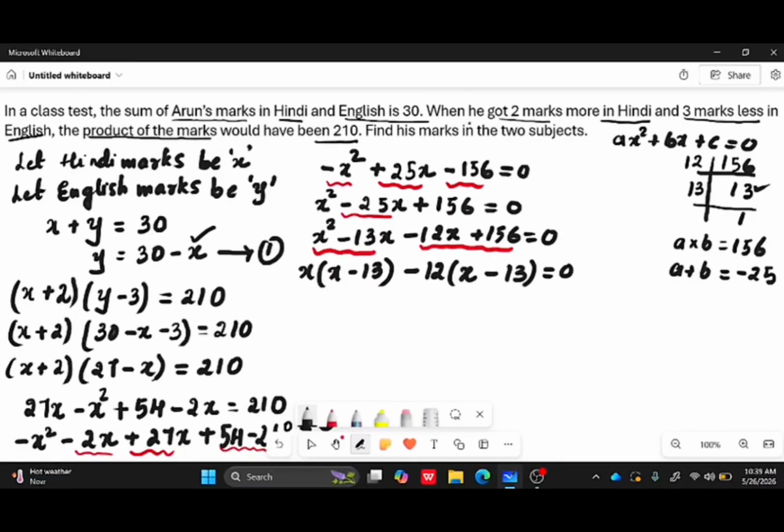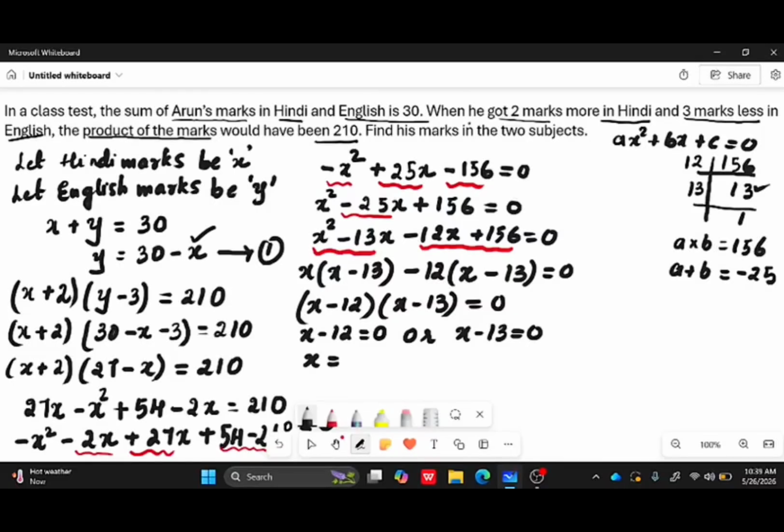Now you can group the terms. x minus 12 and x minus 13 equals to 0. Now you can equate x minus 12 equals to 0 or x minus 13 equals to 0. So when you transpose, x is equals to 12 and here x is equals to 13. So here there are two conditions.